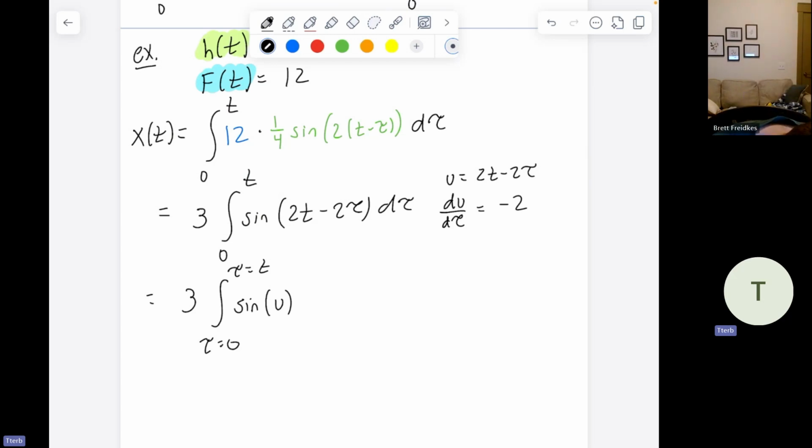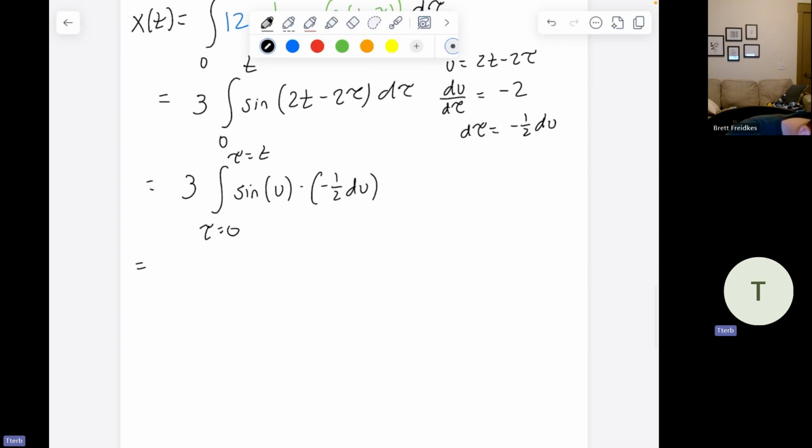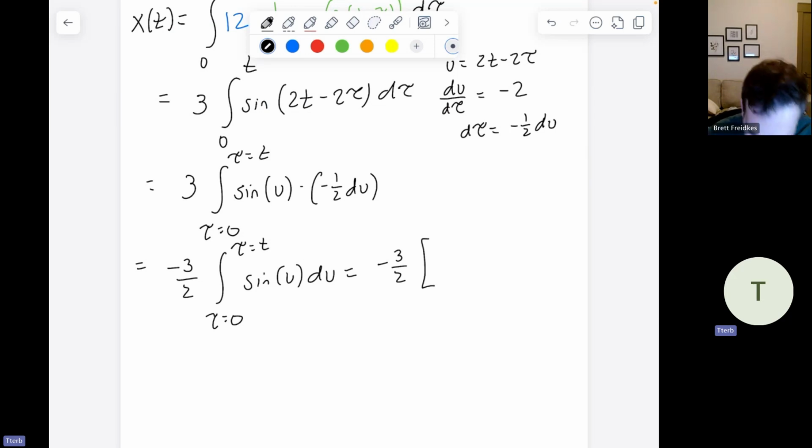Which means that if I were to solve for d tau, I would get -1/2 du. I'm hoping that that's not too hard from the calculus 1 perspective. So this will be multiplied by -1/2 du. That -1/2 will come out with the 3. And then we will integrate sine of u du. That is the same as the integral of sine is negative cosine of u from tau equals 0 to tau equals t.